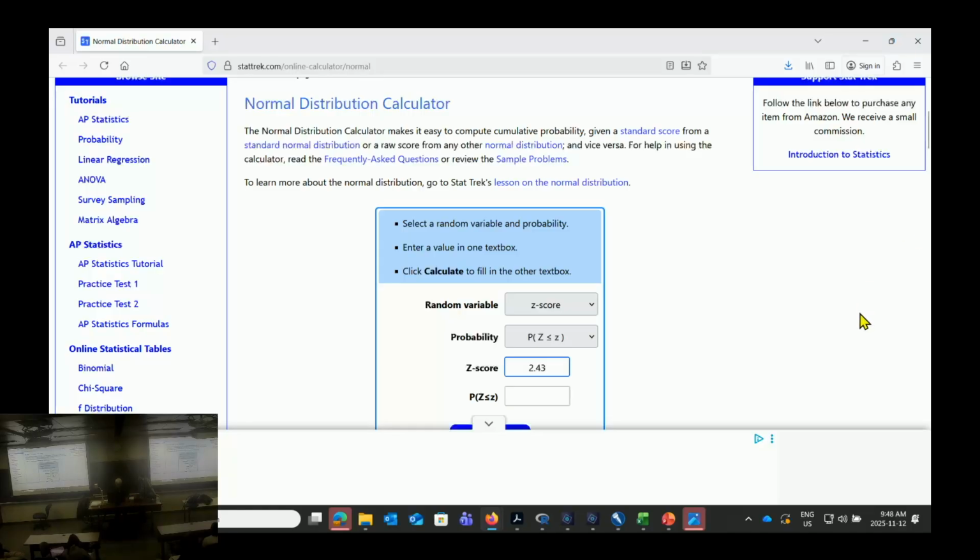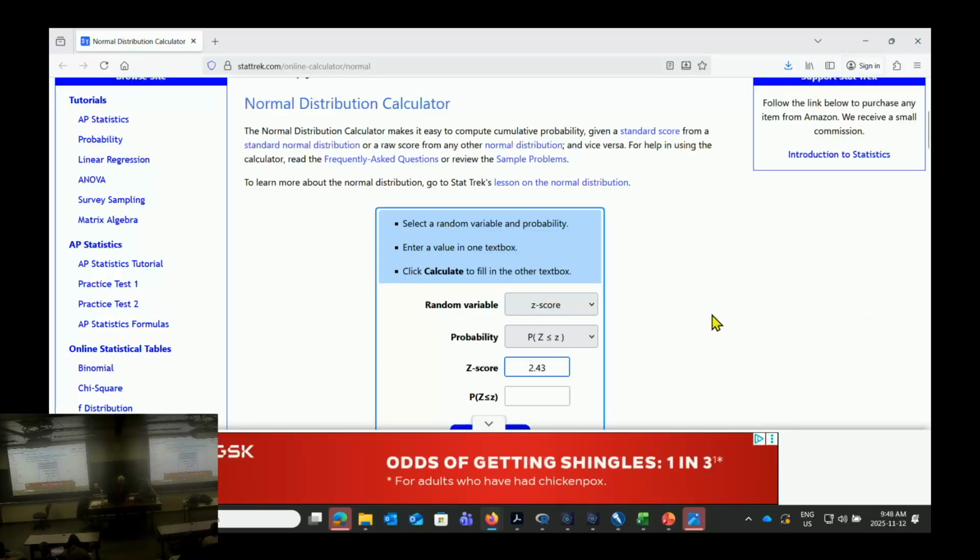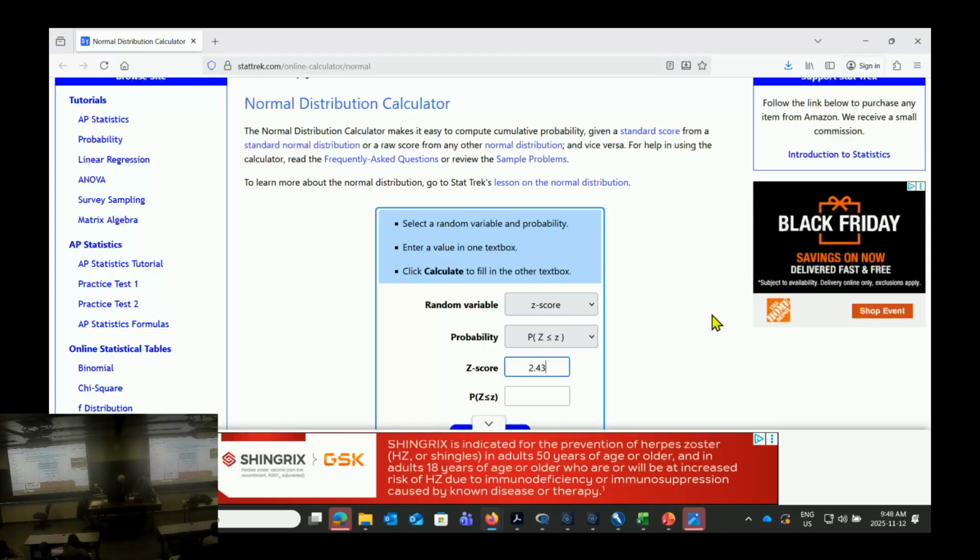Wait, sorry, I missed last class. Do we know what a z-score is? Yeah, we were there. That's just the z value, so you standardize it, and it's the value. Okay, very good.